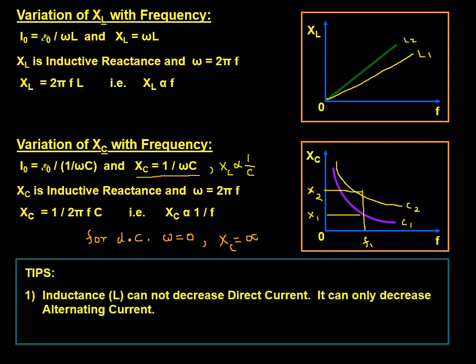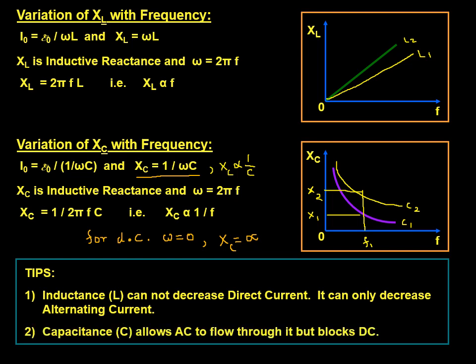Inductance cannot decrease the direct current because direct current is not changing. So VL would be almost equal to 0. So it can only decrease alternating current. And capacitance C allows AC to flow through it but blocks DC.